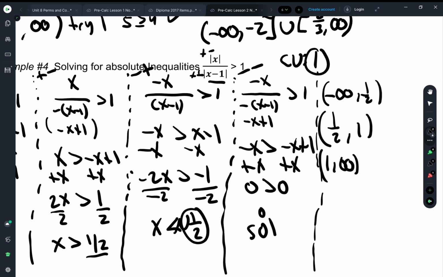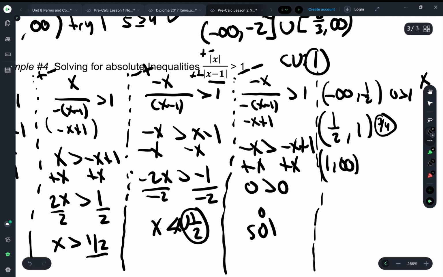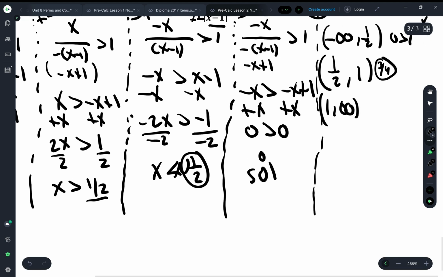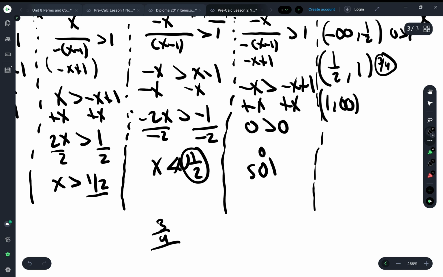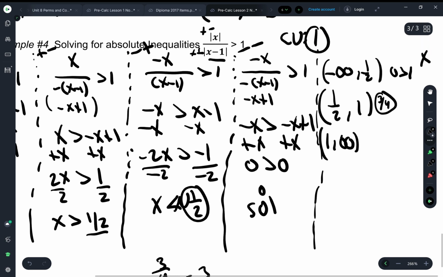Okay, negative infinity to 1/2, let's do 0. I'd get 0 over whatever, the negative 1, which would be 0. Is 0 greater than 1? No. So that first one's a no. 1/2 to 1, we'll try 3/4. If I try 3/4, I get 3/4 over a negative 1/4. But here, it'd be 3/4 over 1/4 because it's absolute valued. So that gets you 3. Is 3 greater than 1? Yes. So that one works.